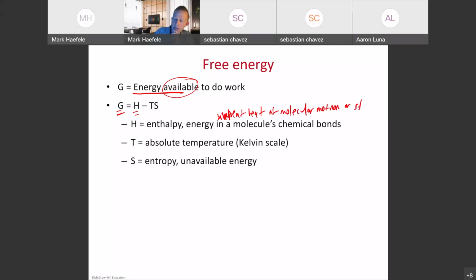Or in this case, it's stored energy in your chemical bonds. That's your enthalpy, the amount of energy you have capacity. So this is your potential energy, basically. It's the potential energy number.